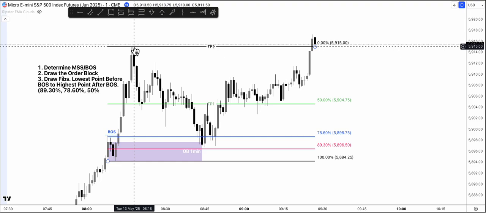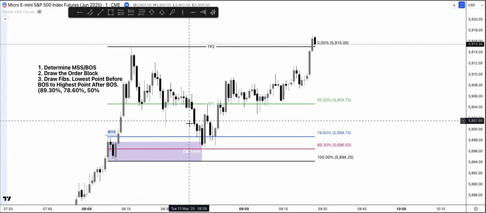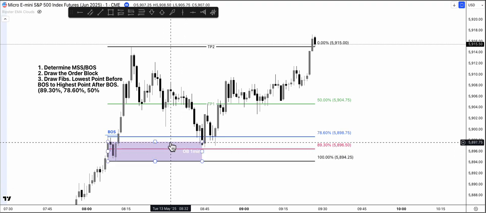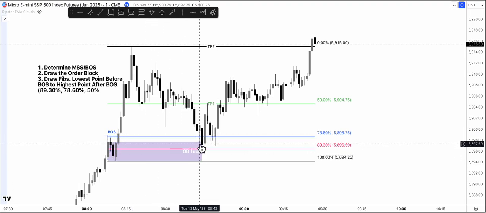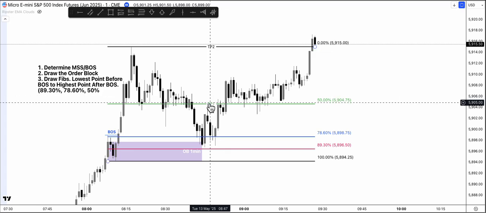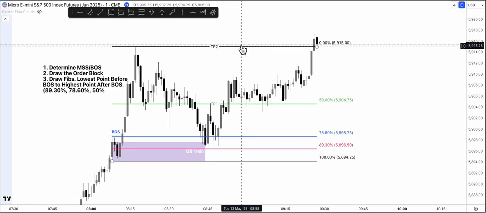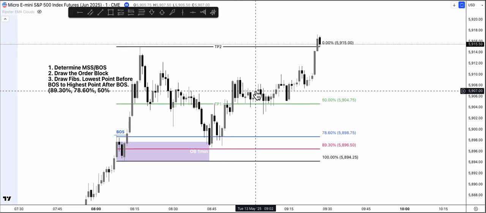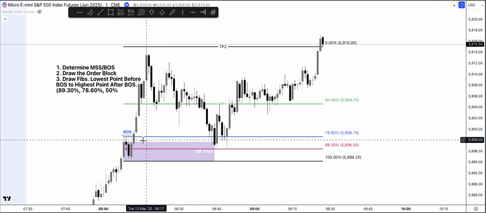But those are for longs. If you want to short it, do the inverse. And like I said, wait for price to come back to the order block where you have the fib levels also, and then take profit there. Simple strategy, no indicators.